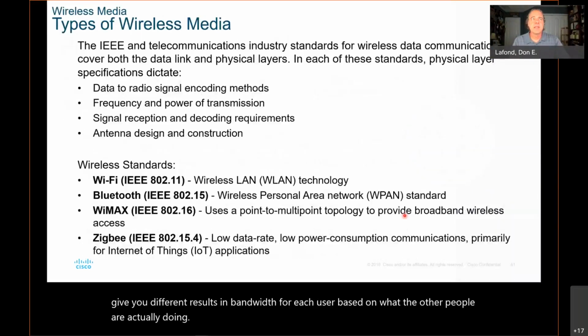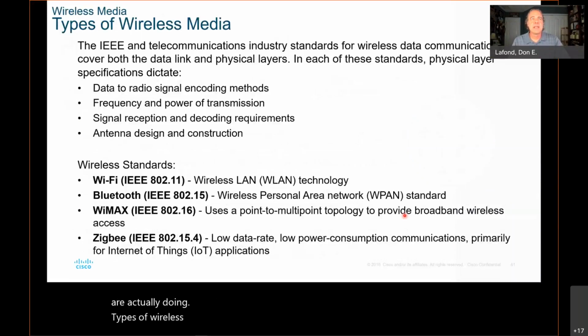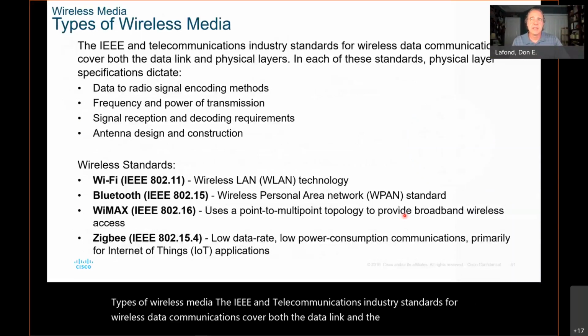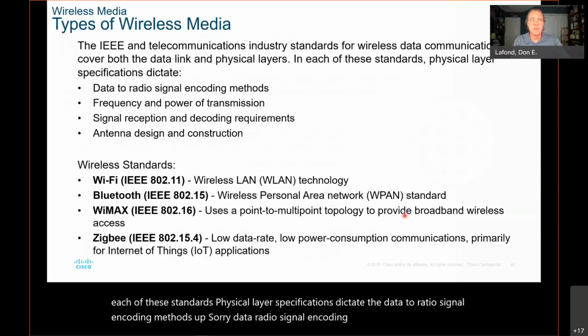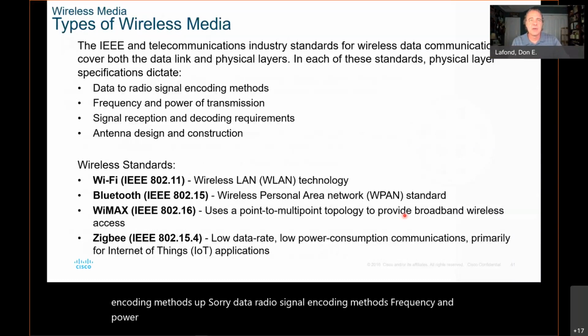Types of wireless media. The IEEE and telecommunications industry standards for wireless data communications cover both the data link and the physical layers. In each of these standards, physical layer specifications dictate the data to radio signal encoding methods, frequency and power transmissions, signal reception and decoding requirements, and antenna design and construction.